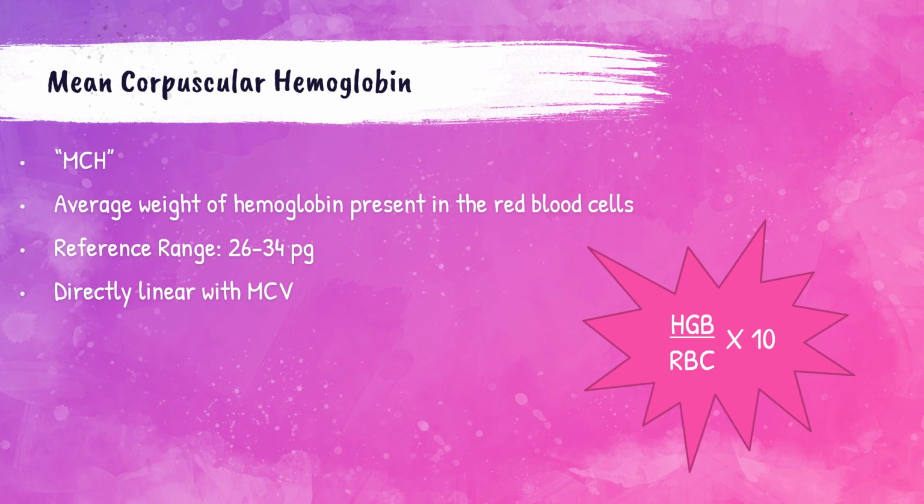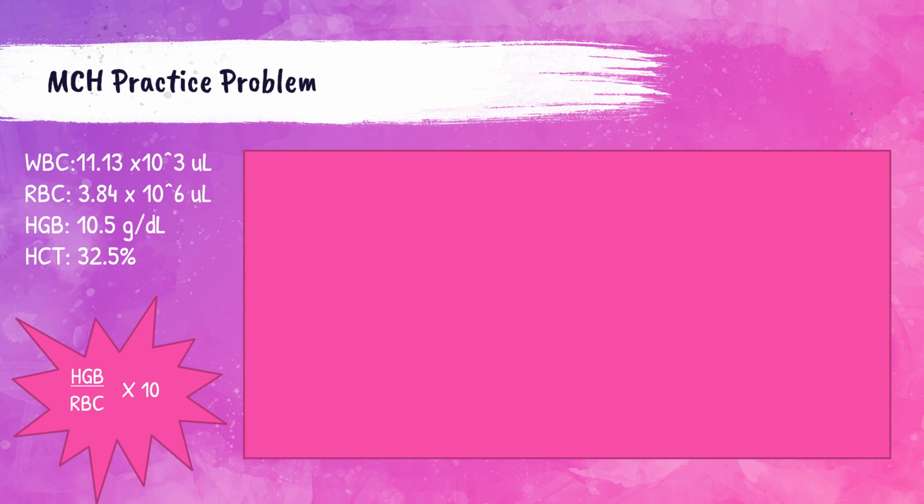All right. So let's do a practice problem for MCH. This is going to be the same patient that we just did. And as a matter of fact, this is the printout of that patient of mine years ago. This is actually their results. So here again is the calculation. We're going to take the hemoglobin divided by red blood cells and multiply that by 10. This patient's hemoglobin is 10.5. So we're going to put 10.5 here, and then divide it by the patient's red blood cells.